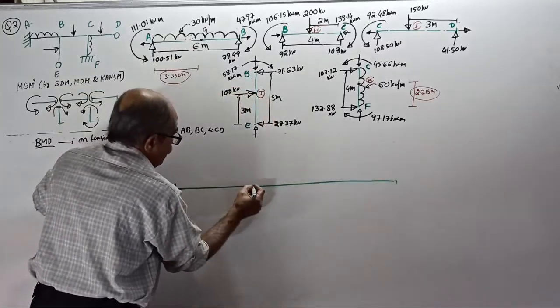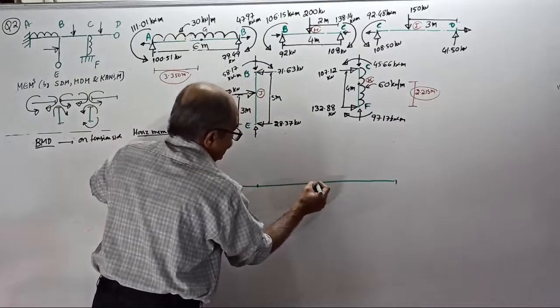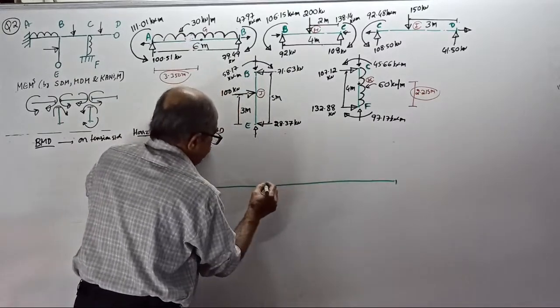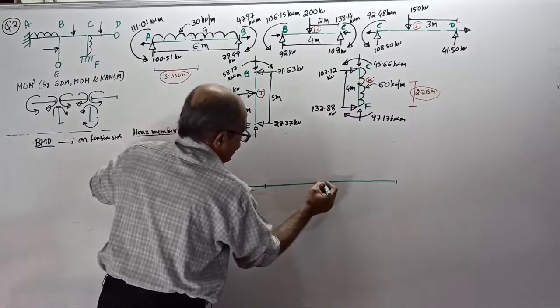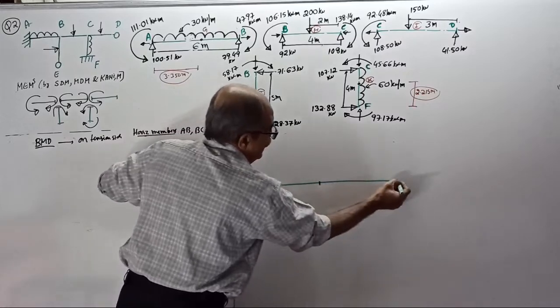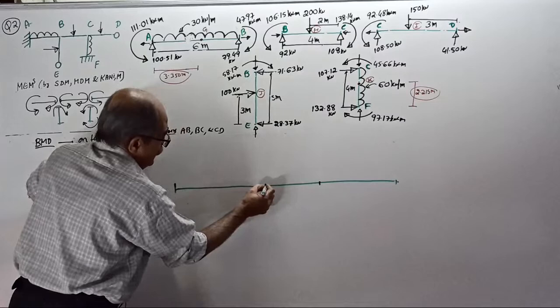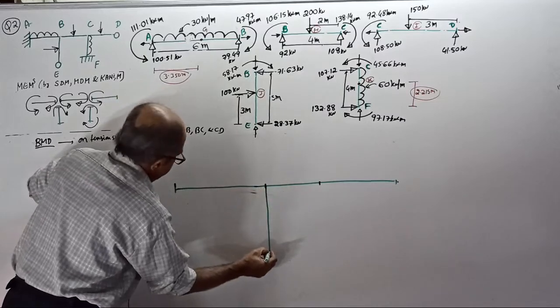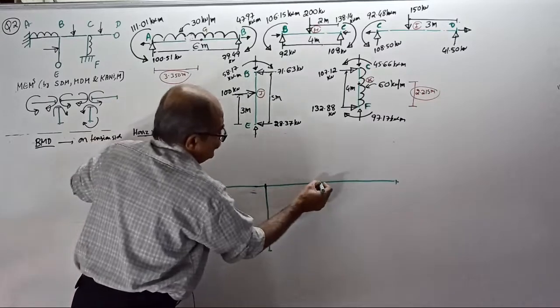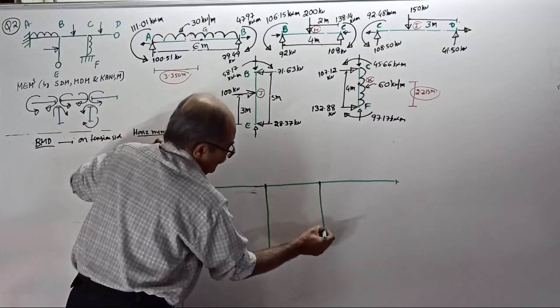A, B, a little bigger. Okay. B, C, D. Then BE is 5 meter, CF is 4 meter, sufficient.